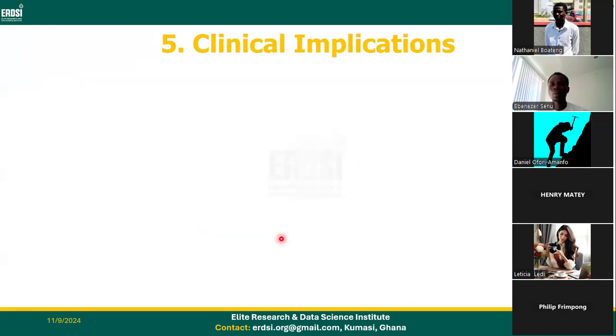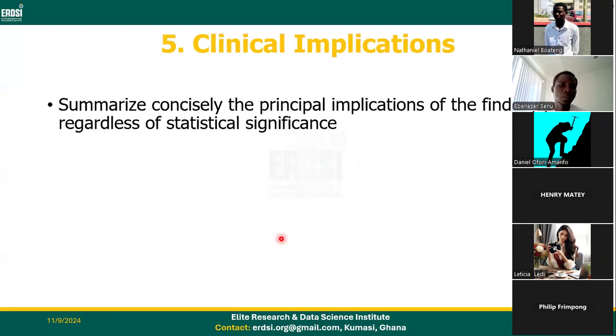Then when we are done with the discussion, the next subtheme is the clinical implications. What is the principal implication of this finding? Whether you find the same thing or you do not find it, what does it mean for the public health persons, for the health professionals, for the individuals? What are the implications? You need to give that.